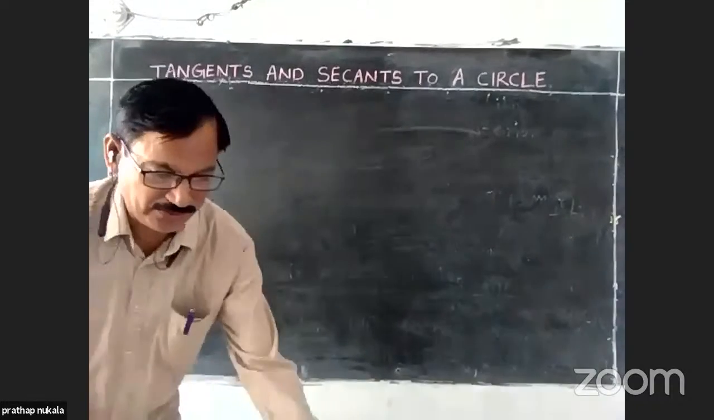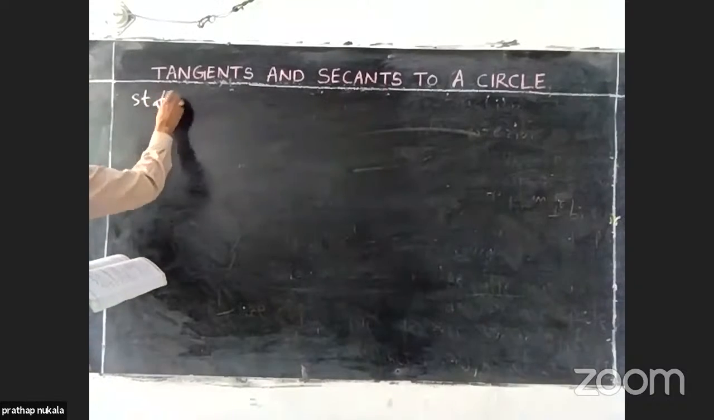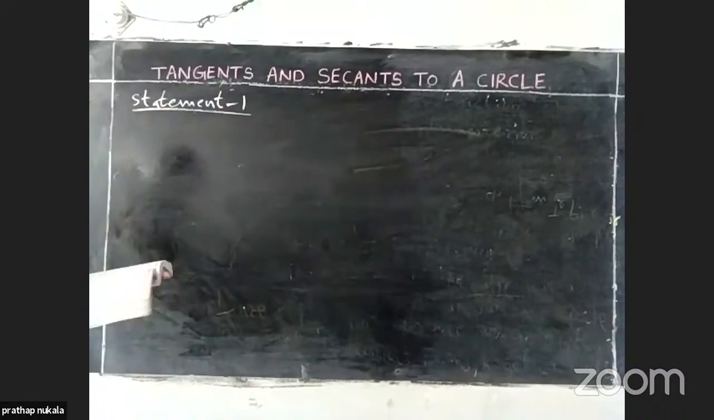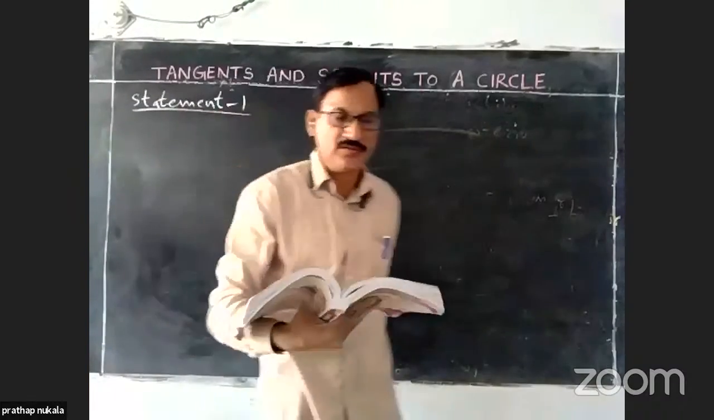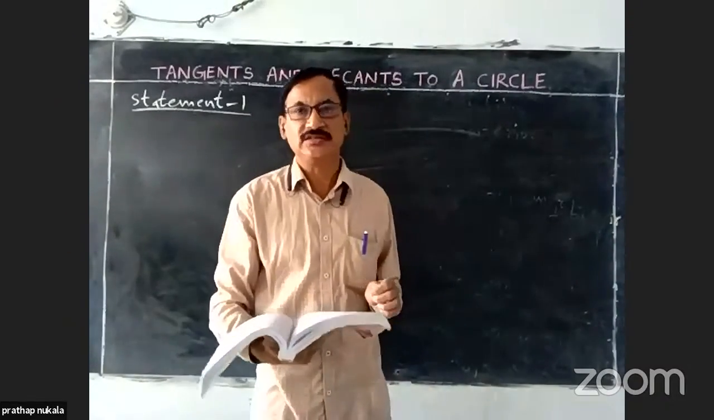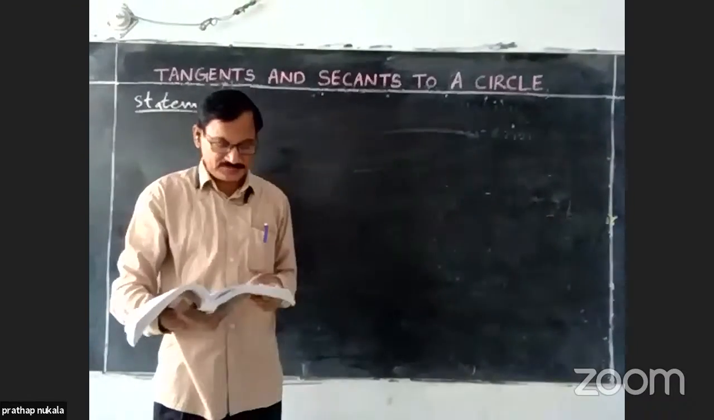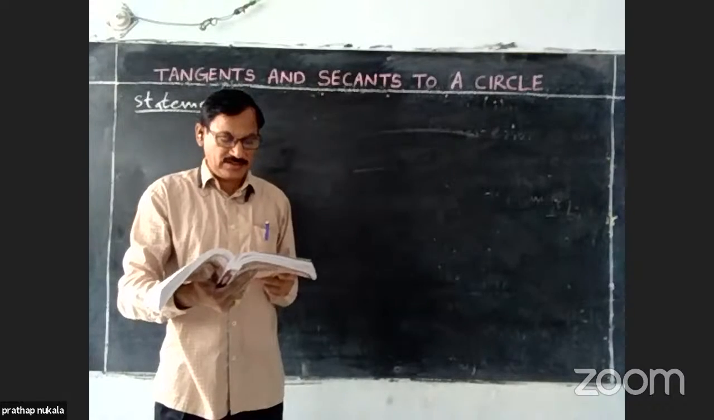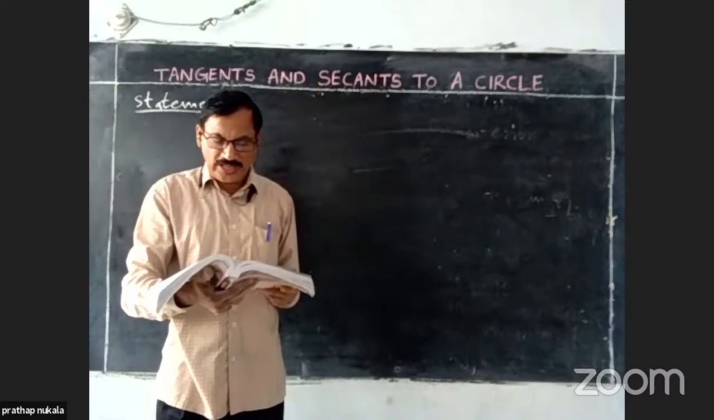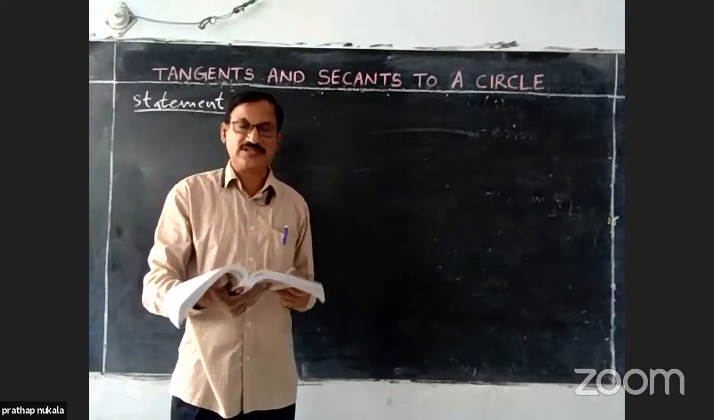Okay, first statement. I am reading the first statement. Statement 1. Just look into the textbook. I am not writing the statement, but we can discuss and prove it. The center of a circle lies on the bisector of the angle between two tangents drawn from a point outside it.